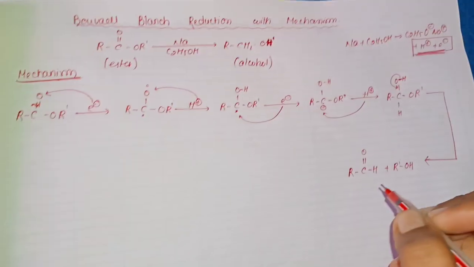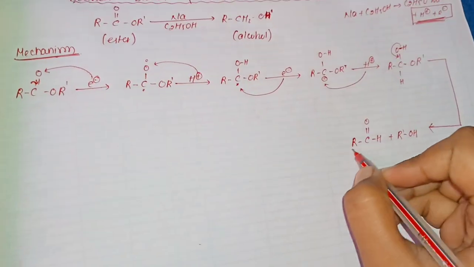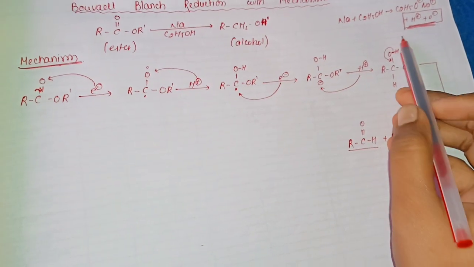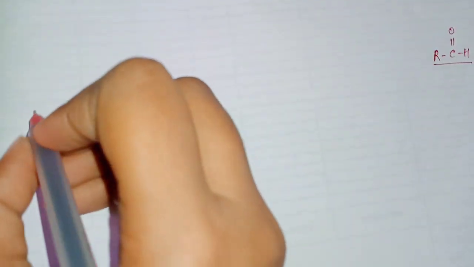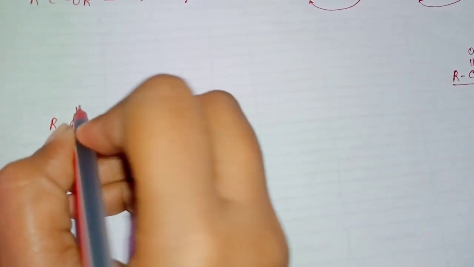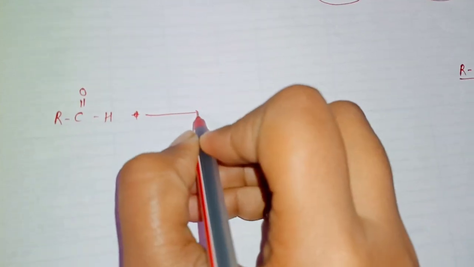Okay, this is the first step of the Bouveault-Blanc reaction. We will move to the second step. Here the aldehyde will again react with this hydrogen and electron. So in the second step we get R–C(=O)–H, which reacts with an electron. The same reaction takes place.